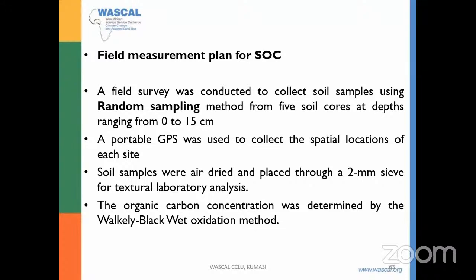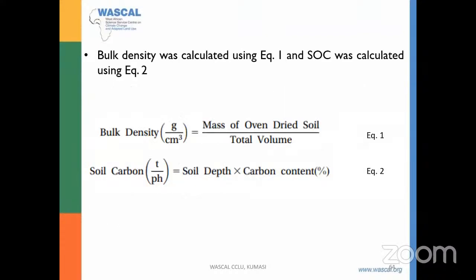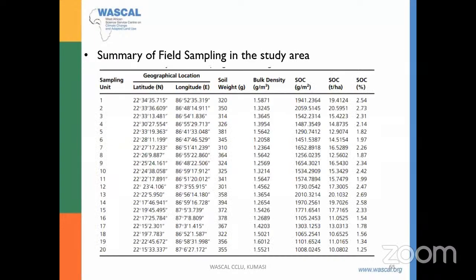Once the soil samples were collected, field or laboratory assessments were done to estimate the bulk density and also the soil carbon using these equations. A summary of the field sampling can be tabulated in this form, where we have the sample unit, the geographic location, the latitude and the longitude, the soil weight, bulk density, and the soil organic carbon. This is what we call the attribute information, and these will have a spatial bearing, which is the geographic location that we have.